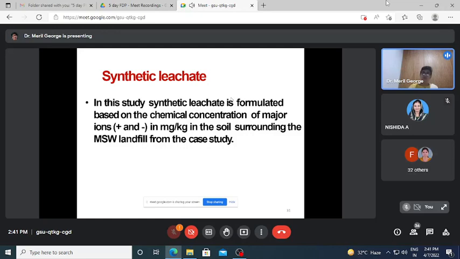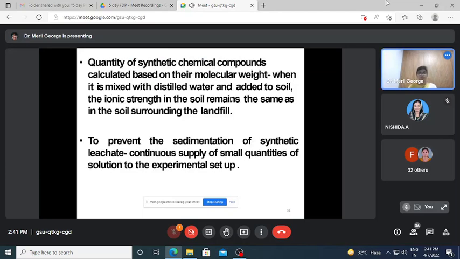The data obtained from that field, that means the Kalamassery Municipal Solid Waste Dumping site, from that particular soil, was used for the preparation of synthetic leachate. The quantity of synthetic chemicals: for preparing synthetic leachate, synthetic chemical compounds are to be added.